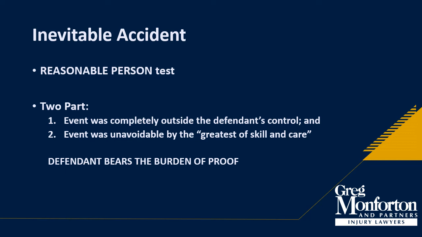Actually, before that, the defendant who puts forth this defense has the burden of proof. So the defendant must prove both parts of these tests. Step one is that something happened that was completely outside the defendant's control. So in the case involving my trucker, the trucker had a heart event that he said was completely outside his control. The second part of the test is that the effect of the occurrence could not have been prevented by the greatest of skill and care.